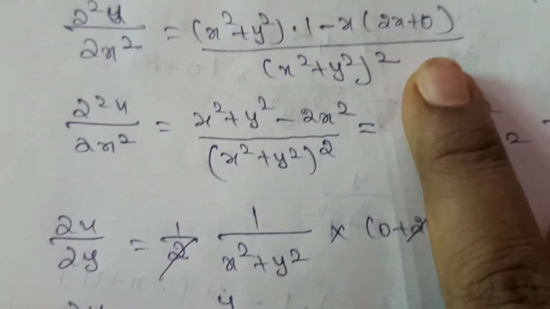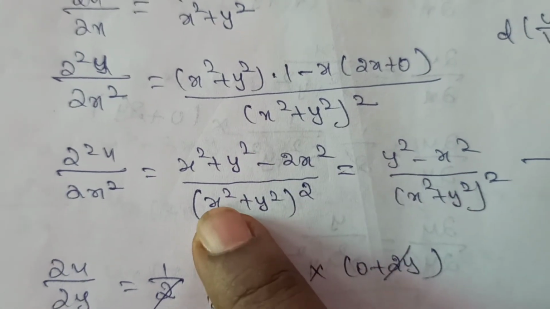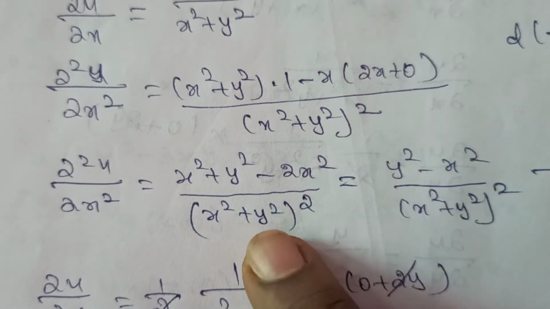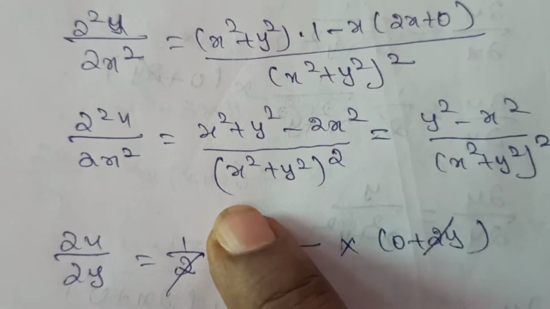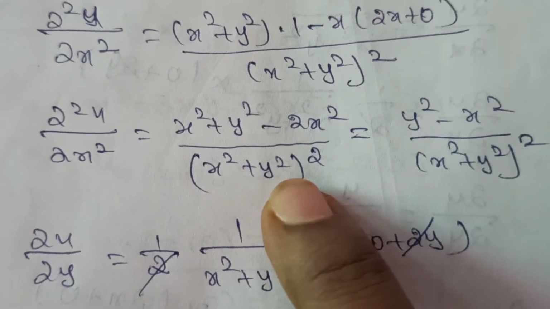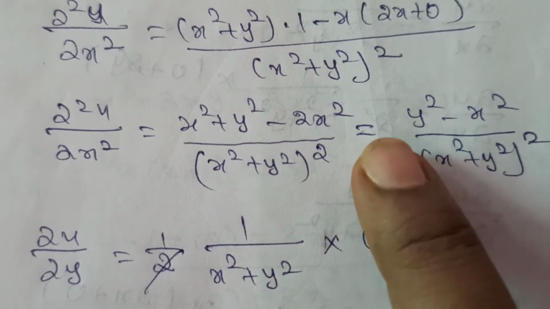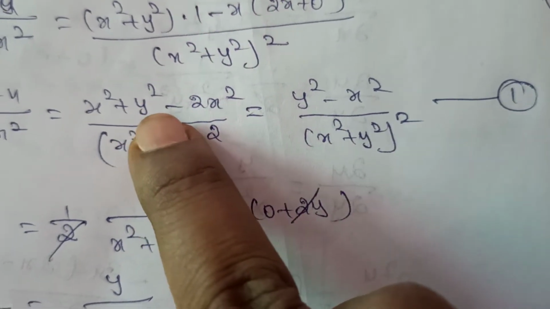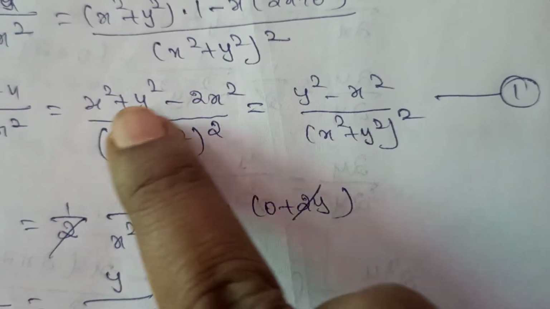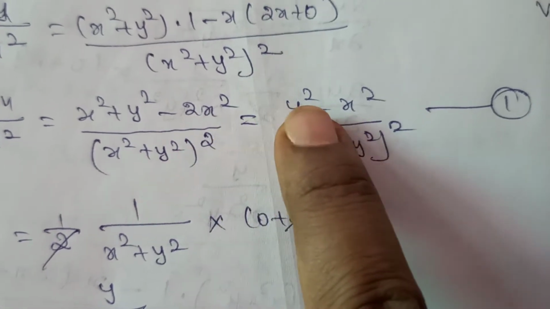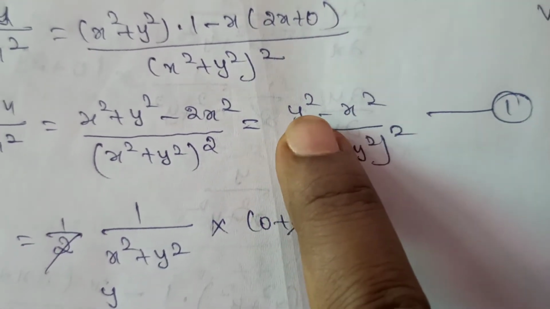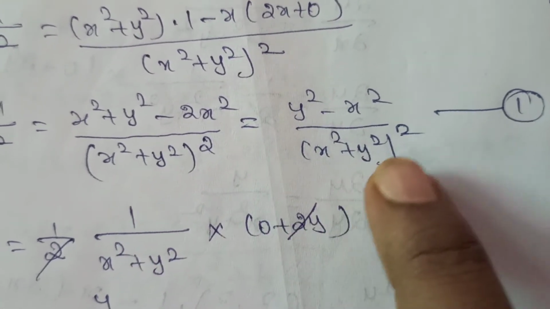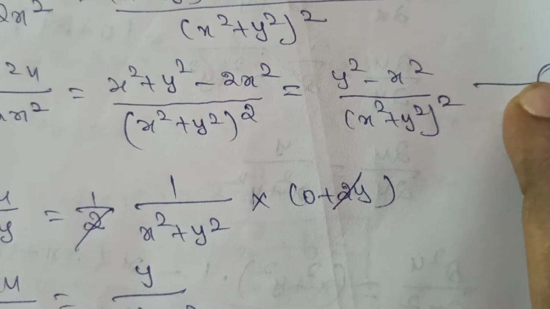Okay, now multiplying this out, that is x² plus y² minus x into 2x, we can write minus 2x², divided by (x² plus y²) whole squared. That is equal to, subtracting, x² minus 2x² gives minus x², that is (y² minus x²) divided by (x² plus y²) whole squared. Take this as equation number 1.